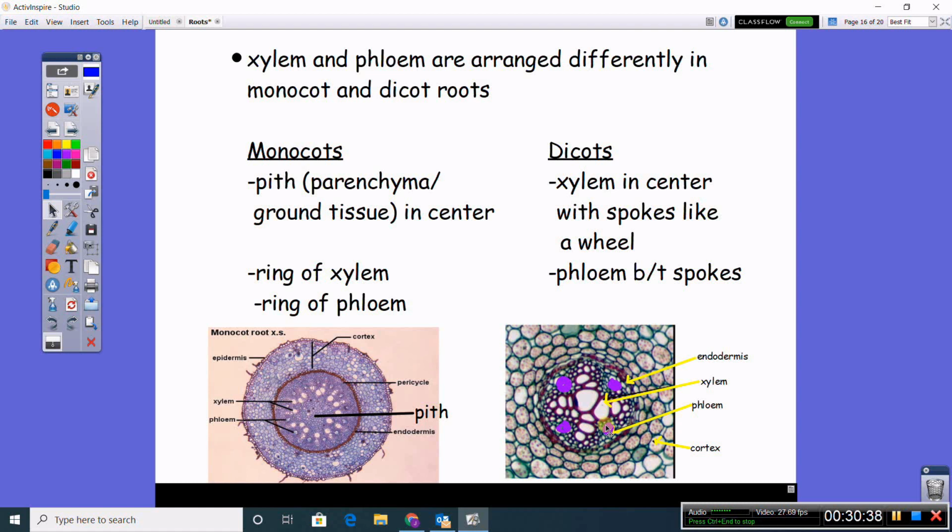There is no pith in a dicot root. Pith is in the center. There's no center here. The center has xylem. So there's no pith here.